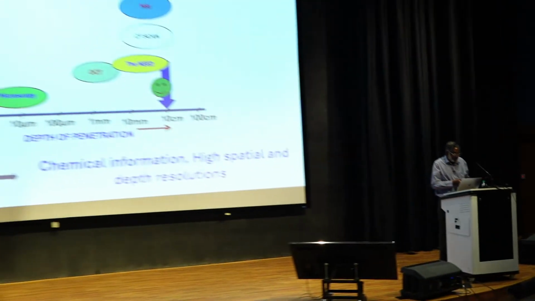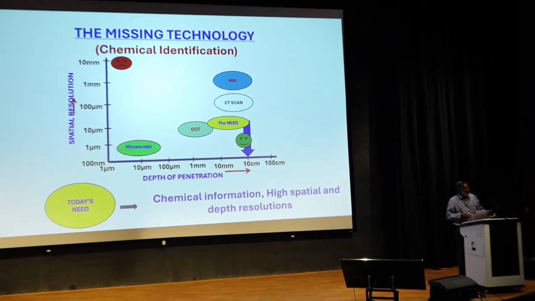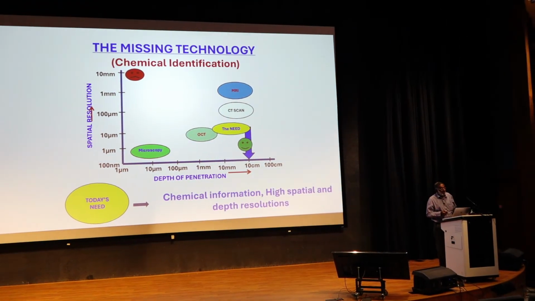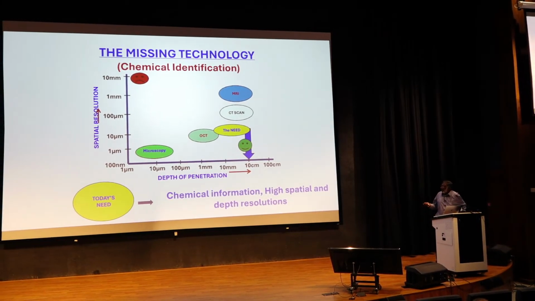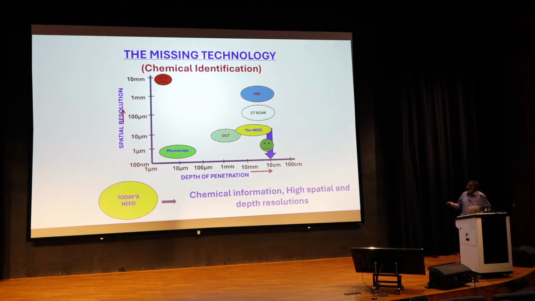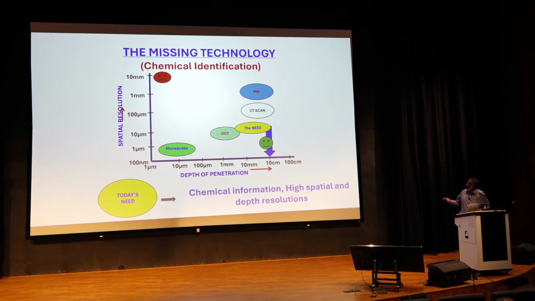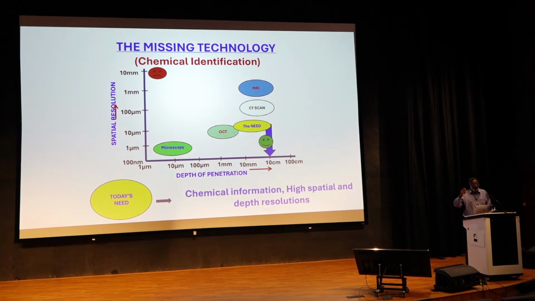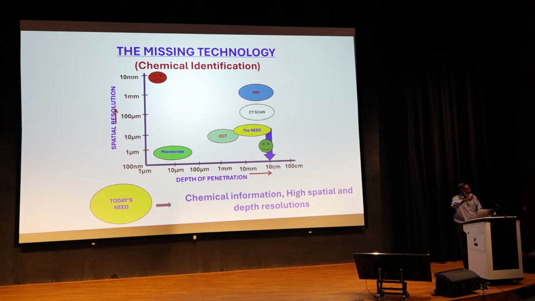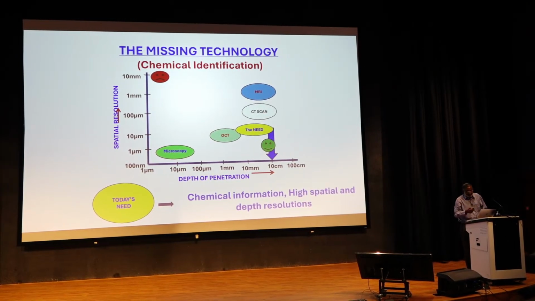So what were the challenges at that time, 2008 to 2012? If you want to understand chemical samples in real life, in terms of depth resolution, there is a need for going beyond 5, 10 millimeters or 2 centimeters. Right now, most people are able to look at Raman up to maybe 1 centimeter. So we decided, how do we go to 10 centimeters?